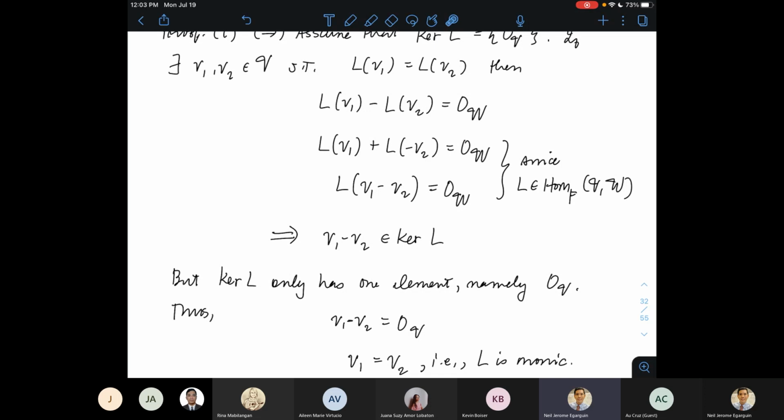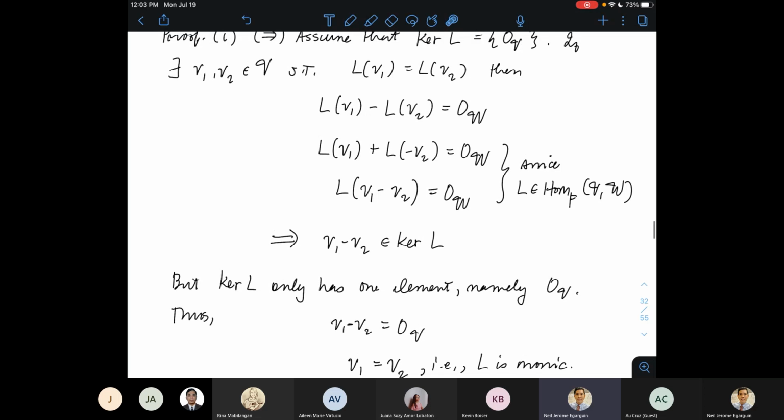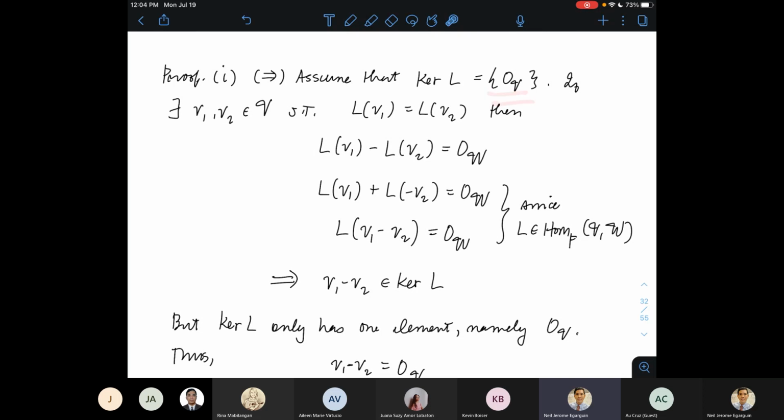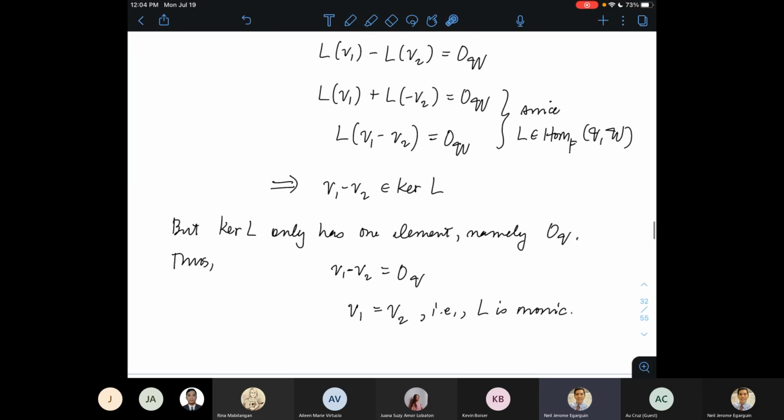Then we know what's our assumption about the kernel. We assume that the kernel only has one element. So V1 minus V2 being in the kernel means that V1 minus V2 is equal to the 0 vector in V. And again, by addition property of equality, we'll have V1 is equal to V2. And that's exactly what is required in order to conclude that L is monic. Okay? So we're halfway done with the proof of statement 1. Any questions?